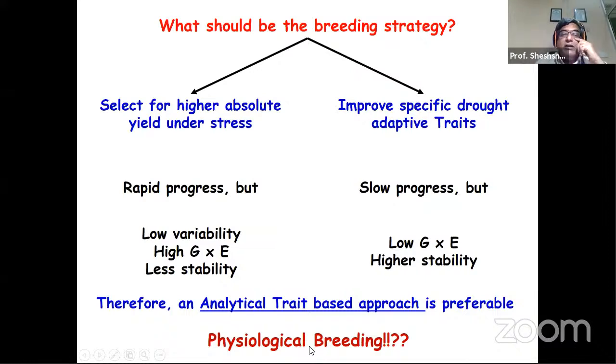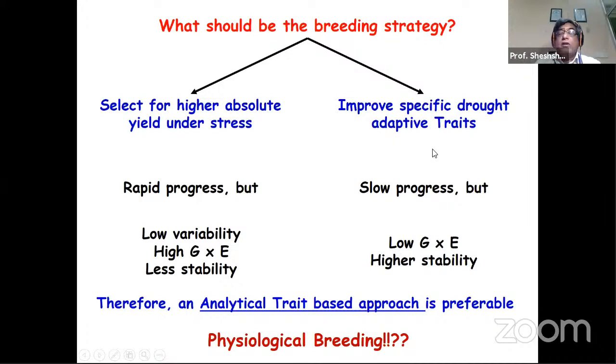We wanted to suggest to the breeder, instead of selecting for yield under stress per se, why not look at specific traits and try to improve them? And then the concept is that when we select for higher absolute yield under stress, there's no doubt that this is a very simple way: put all the germplasm, pick up the one that has the highest yield. There's no doubt that the progress has been rapid, and that's what the breeders did. And if you look at it very carefully, there is very little variability among the already developed varieties which have higher yield under drought, and there are high genotype and environment interactions.